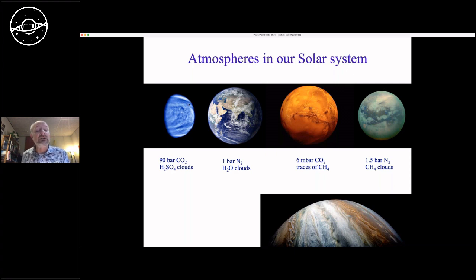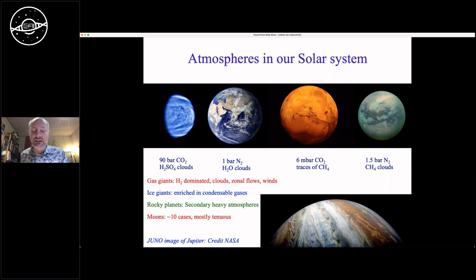And then the atmospheres of Mars and Venus are both made of carbon dioxide predominantly. They differ a lot in pressure though. So Venus has this very dense atmosphere of almost 100 times the pressure that we have. And in contrast, Mars has a very tenuous atmosphere. And there are also, again, differences in the cloud composition. And at the bottom, there's the gas giant Jupiter with an atmosphere mostly made of hydrogen gas. Let's skip the other details.